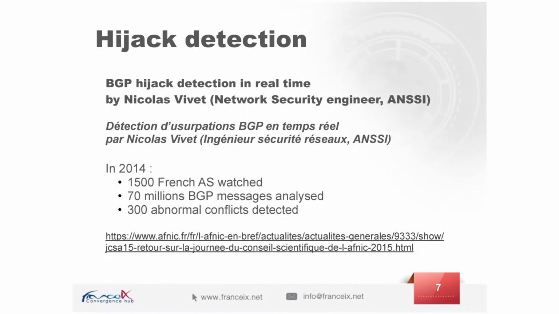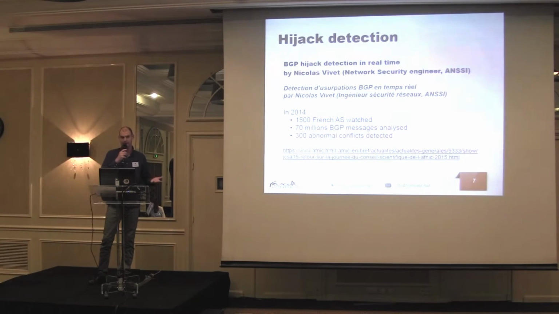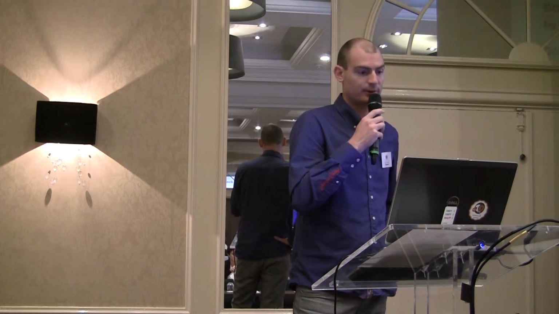It's used, for example, by the French National Agency, the ANSSI, and they made some study on the data collected by the RIS. In 2014, they were looking at 1,500 franchises, and they analyzed more than 7 million BGP messages and could find more than 300 abnormal conflicts. That means usurpation, hijack, and most of the time due to misconfiguration. I've put the link below, so if you're interested, you can watch the video explaining this in detail.